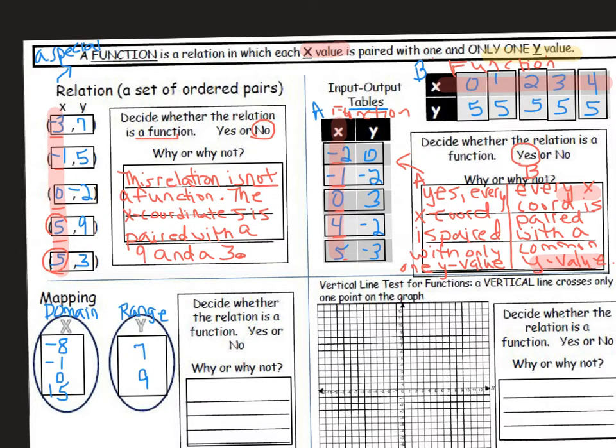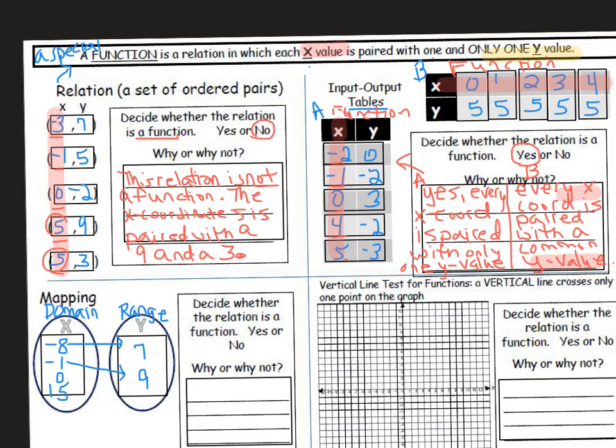Let's go ahead now and assign the input value of -8. If I look at the input value of -8, -8 is assigned to 7. There's one arrow. So again, if I look at the word function, my x value is being paired with one y value here. -1 is also paired with a y value of 9. So far, -8 and -1 are working correctly according to the definition of a function.